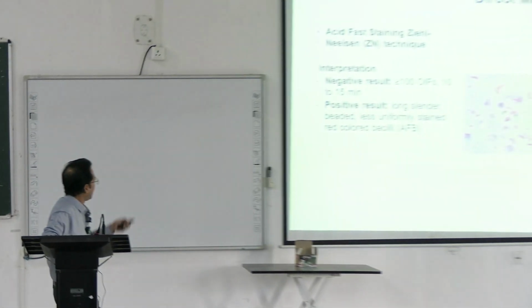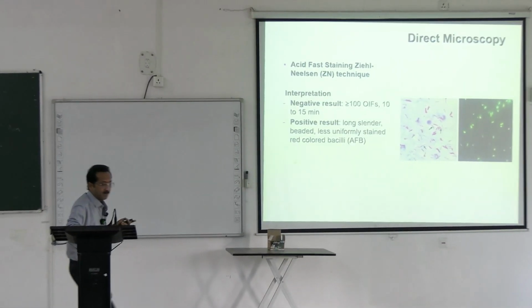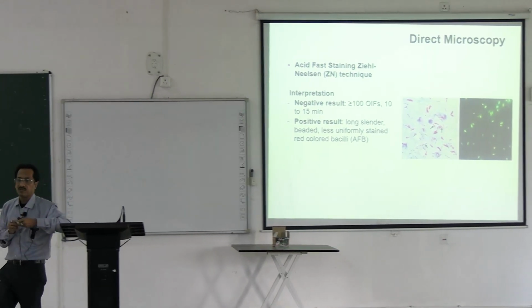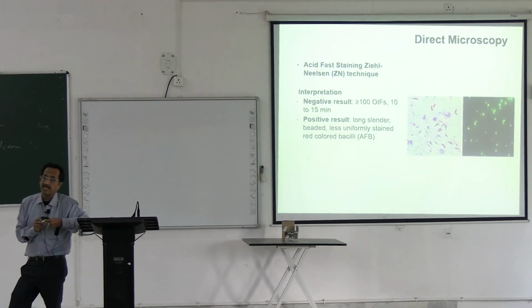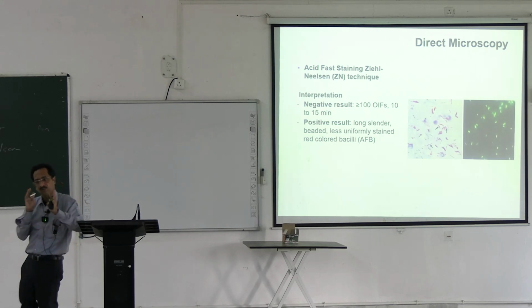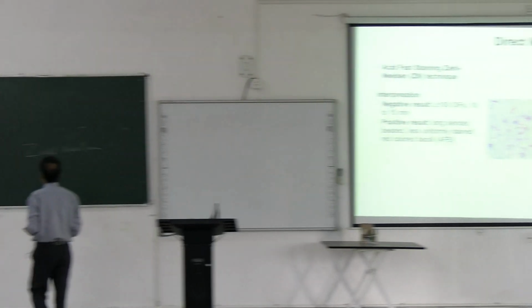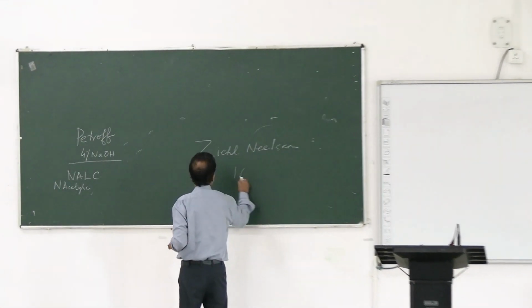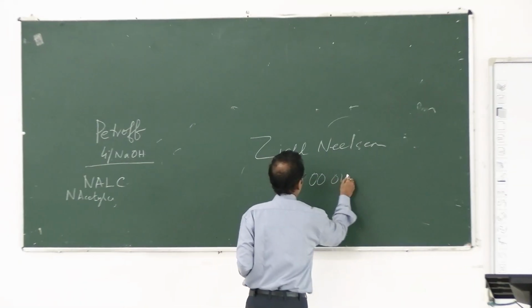So how will you grade these? After how many fields should you call it a negative slide? At least 100 oil immersion fields. If you do a Ziehl-Neelsen staining, you must check 100 oil immersion fields before calling it negative.